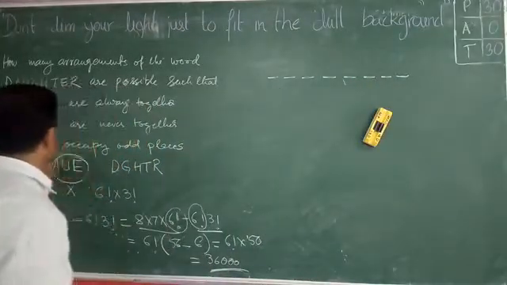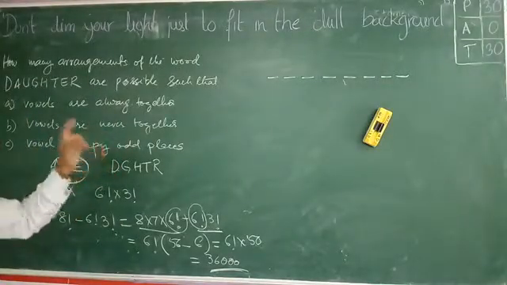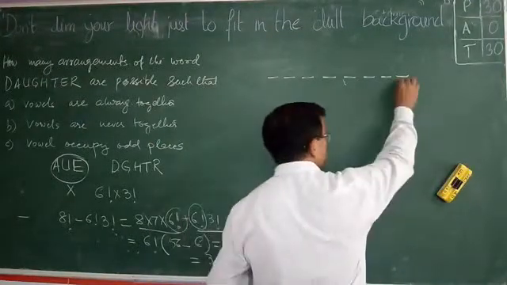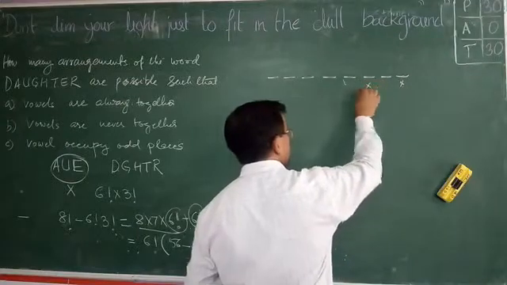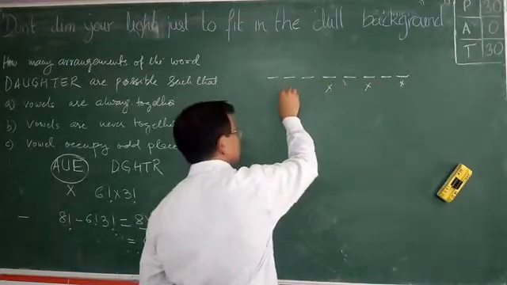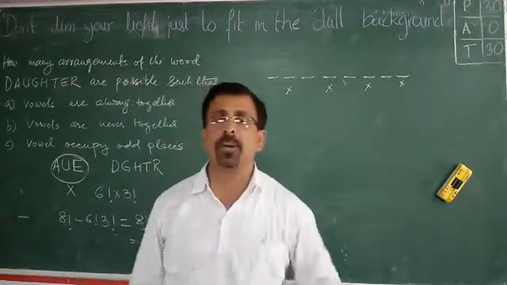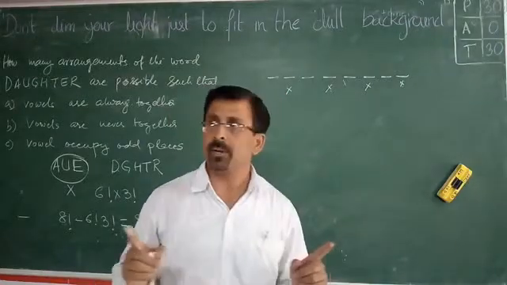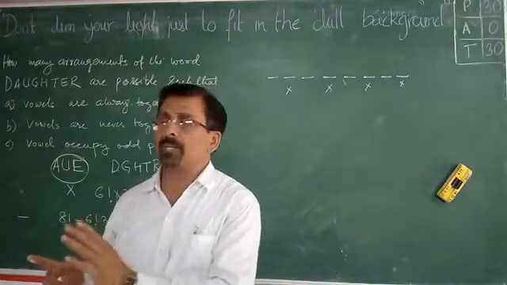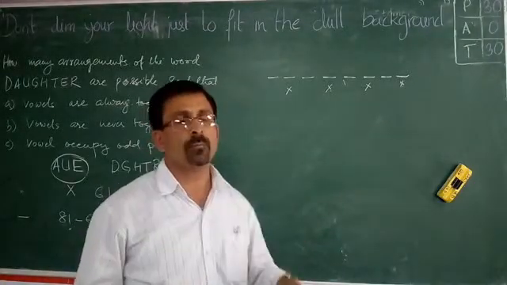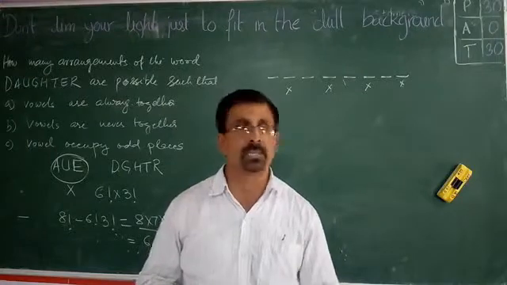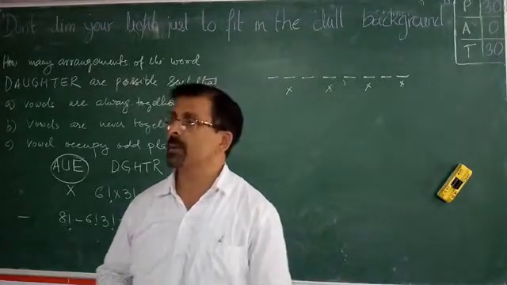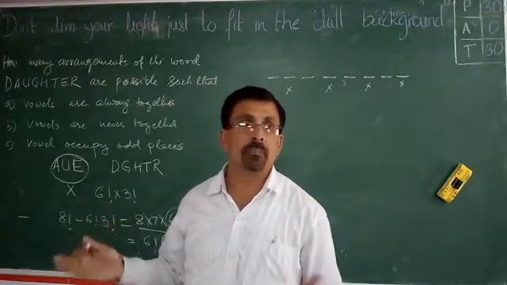Yes, sir. Now, according to the instruction of this question, the vowels have to occupy odd places. That means the places going to be occupied by the vowels are this, this, this, and this. These are the 4 places, because there are 8 letters in the word daughter. So we got 4 odd places to be filled with vowels. But how many vowels do you have? 3.